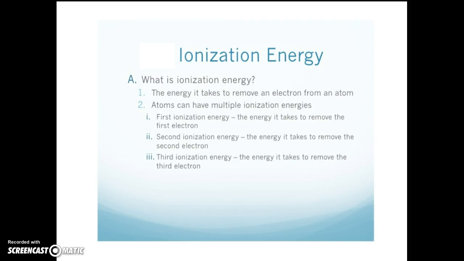Now, atoms can have multiple ionization energies. The first ionization energy is the energy it takes to remove the first electron, if you wish the outermost electron, the easiest electron to get. The second ionization energy is what it takes to remove the second electron once one is already removed. So we're taking an electron from a positive ion. And of course, the third ionization energy is the energy it takes to remove the third electron from atoms that have already lost 2 electrons. And that, of course, should be higher.